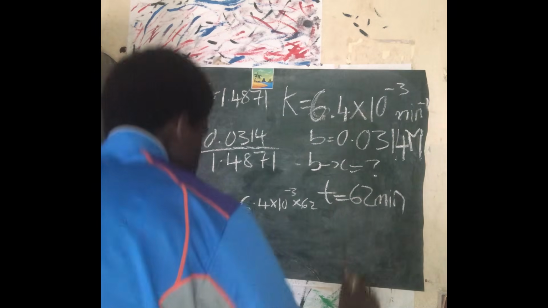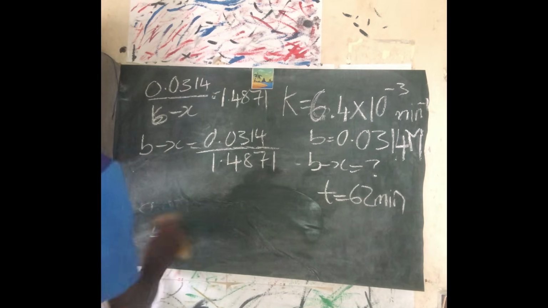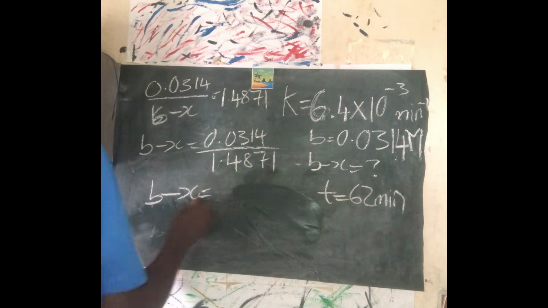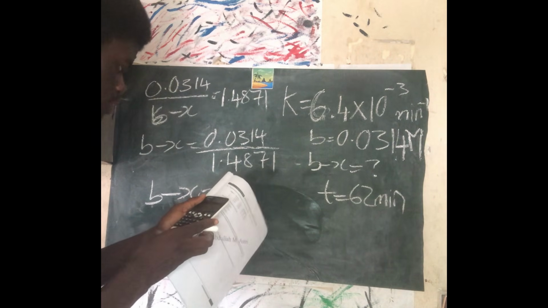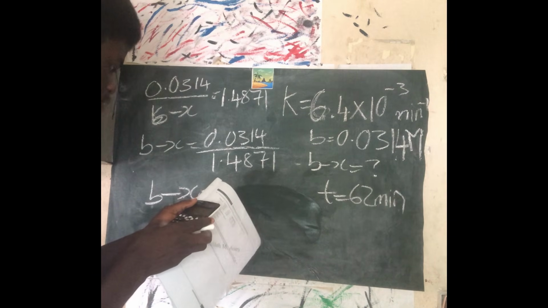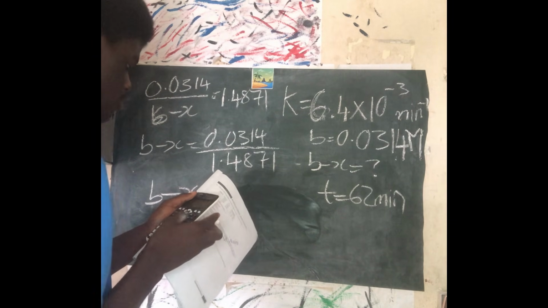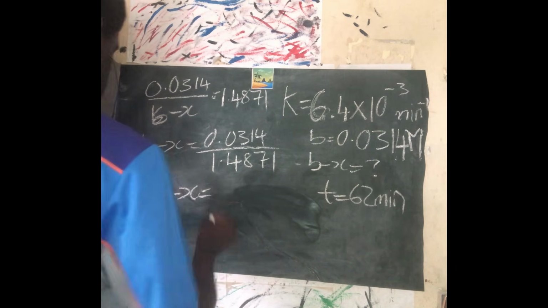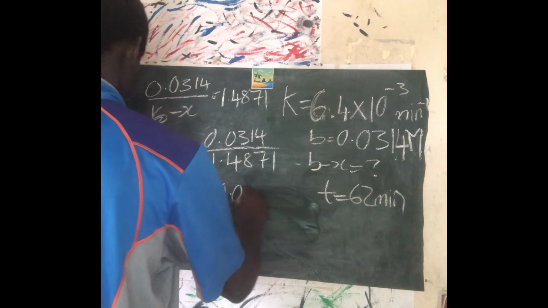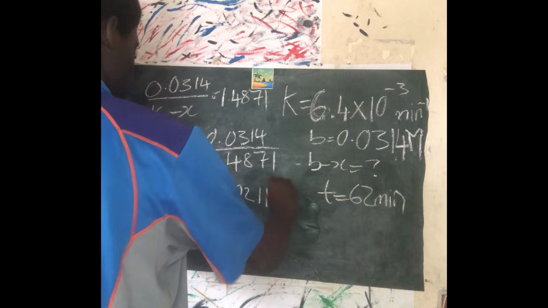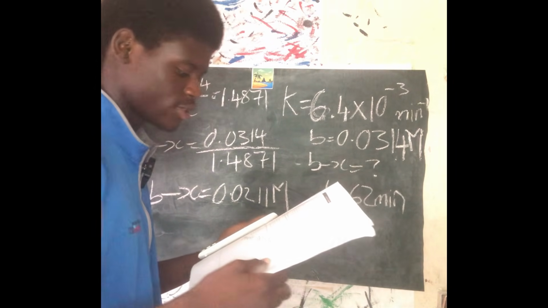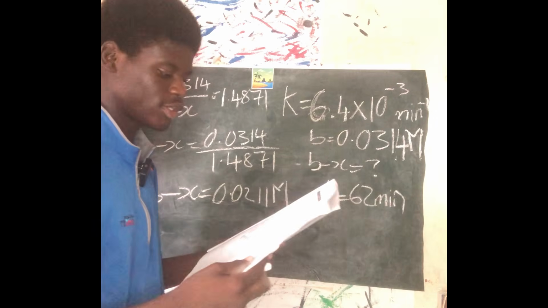Then our final answer, the final concentration, B minus X, is 0.0314 divided by 1.4871, and that will give us 0.0211 molar. And from the options in question number 17, that's option D. So the answer is option D.